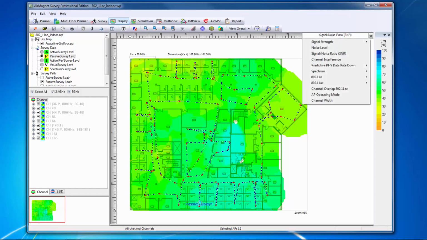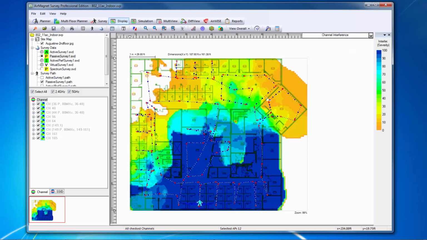The channel interference heat map shows the interference severity between co-channel APs throughout the site. AirMagnet uses a 0 to 100 metric, with 100 being strongly interfering and 0 being little to no interference.